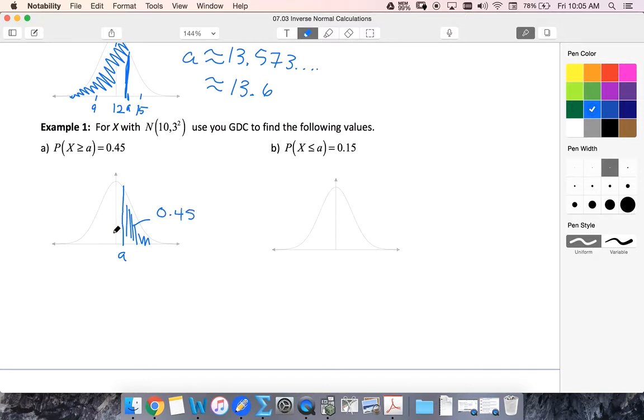Well, I can only use inverse norm if I know this part, but thankfully I can calculate that part. That part is 1 minus 0.45.